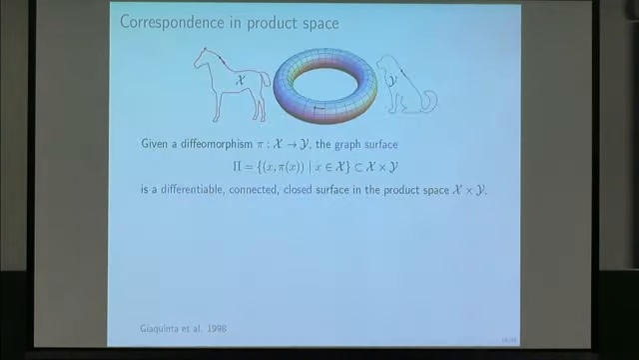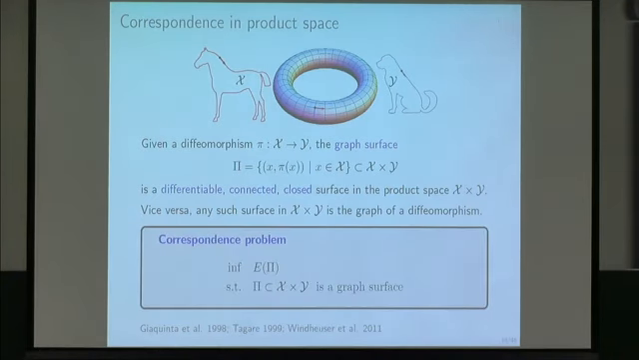This is actually quite an old result. It can be shown that any diffeomorphism from X to Y can be represented as its graph surface, this submanifold pi, which is a differentiable connected closed surface, or curve in this case, in the product space. And the other direction is also true. Any such submanifold represents a diffeomorphism between X and Y.